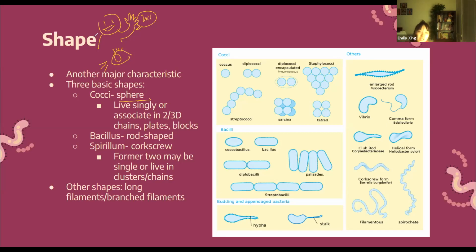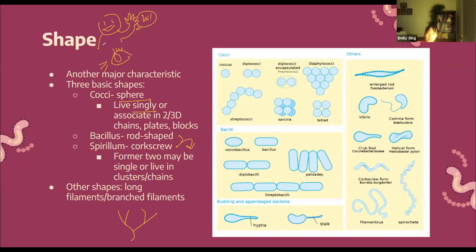But yeah, so cocci bacteria either live singly or associate in 2D or 3D chains. Blocks, chains, and plates are some examples of shapes of colonies that they would take part in. Bacillus means rod-shaped, and spirillum means corkscrew, like a spiral. These two may be single or live in clusters and chains. Some other examples of shapes include really long filaments or branched filaments, like this.